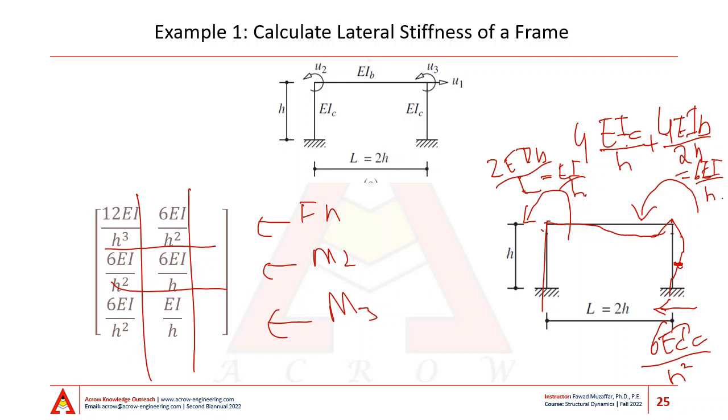So this one is 6EI over H square. My second row is my M2, which is EI over H. And my third row is equal to 6EI over H. So this gives me my complete stiffness matrix of the frame.